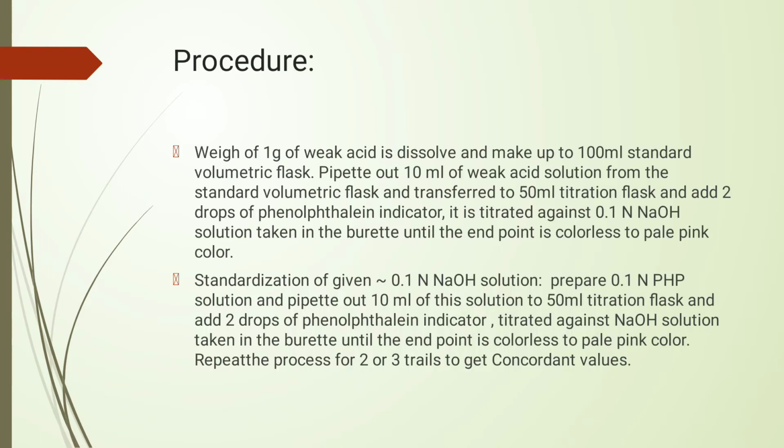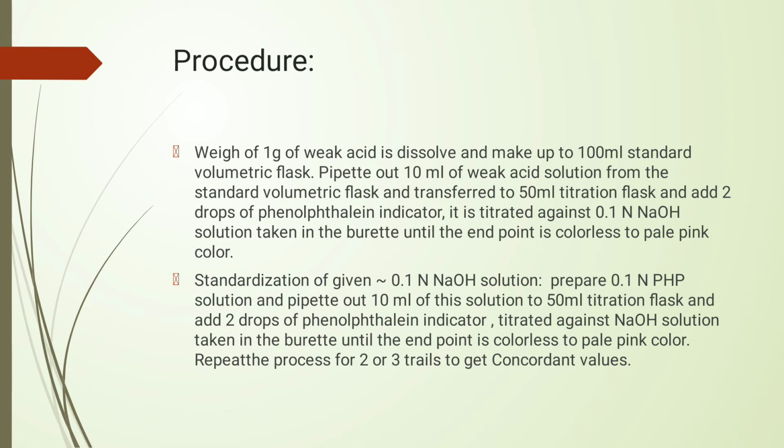Now moving on to the procedure of this experiment: weigh 1 gram of weak acid, dissolve and make up to 100 ml in a standard volumetric flask. Pipette out 10 ml of this weak acid solution from the standard volumetric flask and transfer to a 50 ml titration flask. Add 2 drops of phenolphthalein indicator. It is titrated against 0.1 normal solution of NaOH taken in the burette until the end point is colorless to pale pink color.